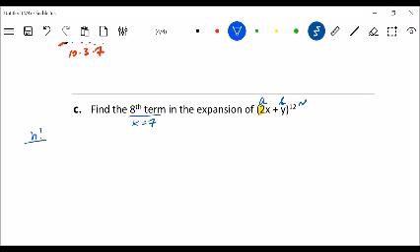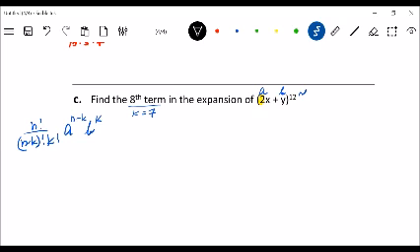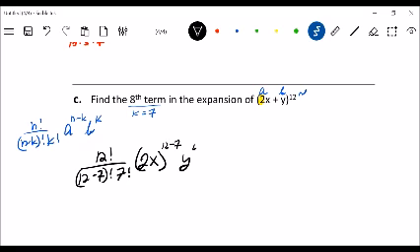The formula was n factorial over n minus k factorial times k factorial, and then a to the n minus k and b to the k. So I'm going to fill in those things. N factorial, that's 12 factorial. And then it's going to be 12 minus 7 factorial and 7 factorial. And then instead of a, what I'm writing is 2x, to the n minus k, and then it's y to the k.